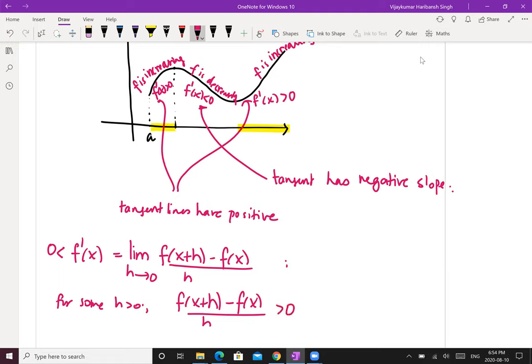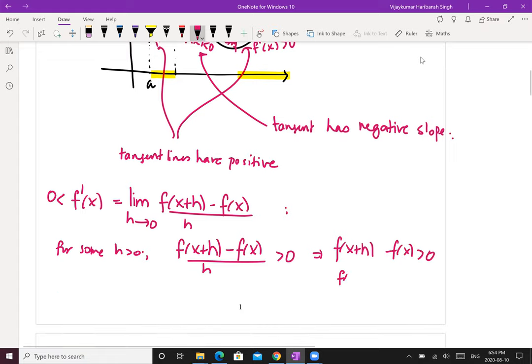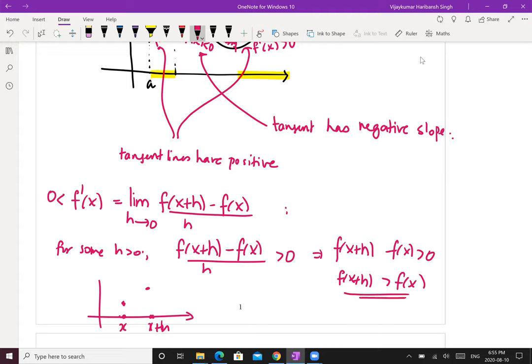Now h is positive, so this means f of x plus h minus f of x is greater than 0. So this means what? f of x plus h is bigger than f of x. So the idea is you have x here, you have x plus h, because h is positive, it will be to the right of x. And then you can see that if you compare this value and the x plus h value, x plus h value is bigger than that value. So you see the function is going to be increasing. A similar argument can be made for the function to be decreasing.